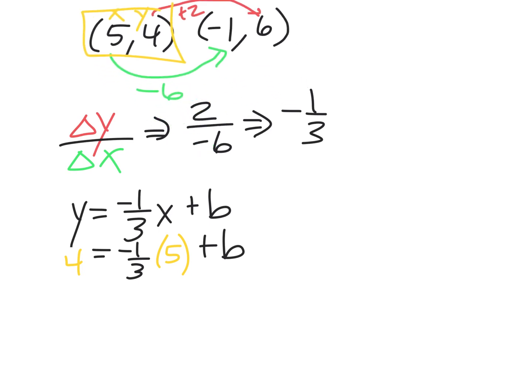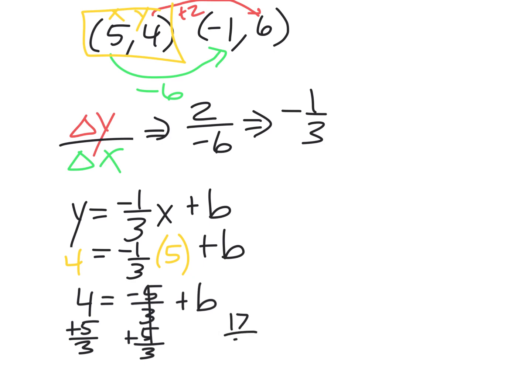So if I solve this for b, I have 4 equals negative 5/3 plus b. Add 5/3 to both sides. And if I do that, let's get a common denominator. You can use your calculator however you want to do it, but that would be 17/3 is b. Personally, if you're graphing, it's probably better to do this as a decimal or mixed number. So I would probably say that's 5 2/3.